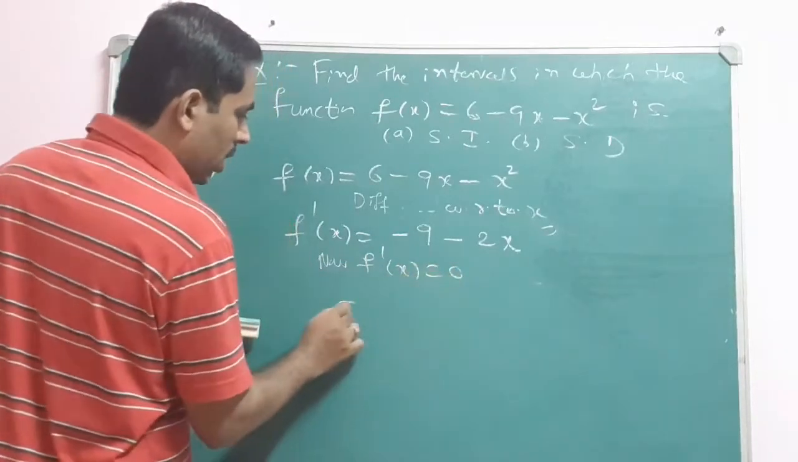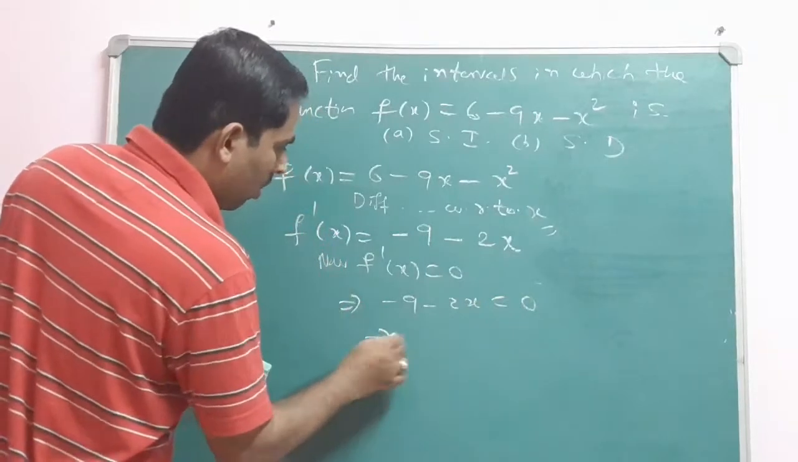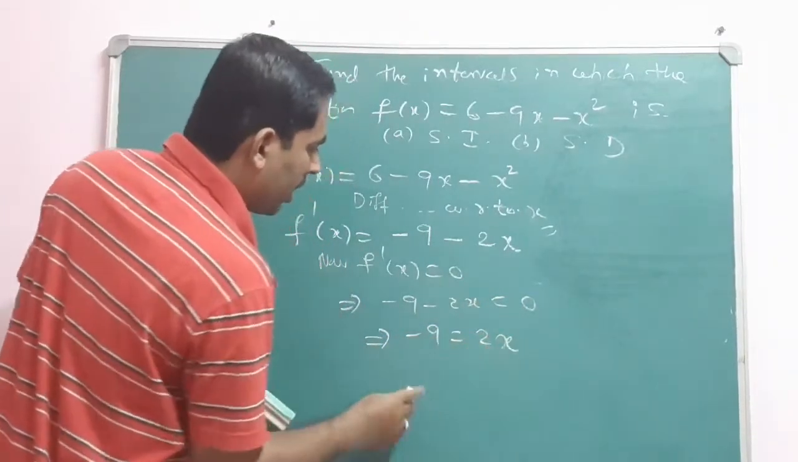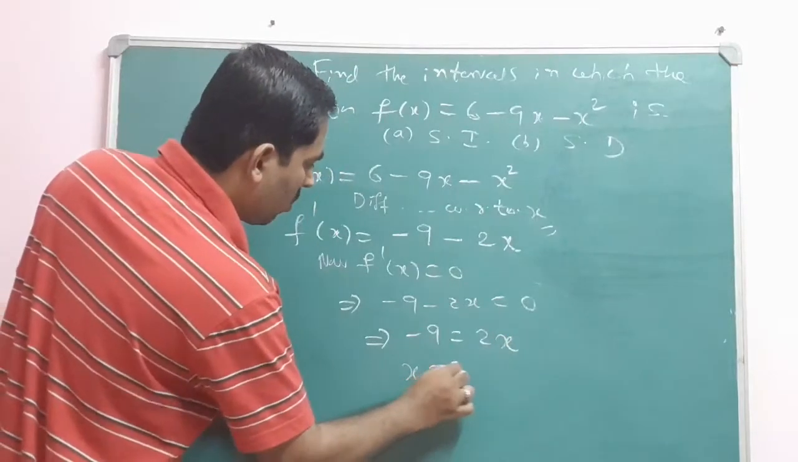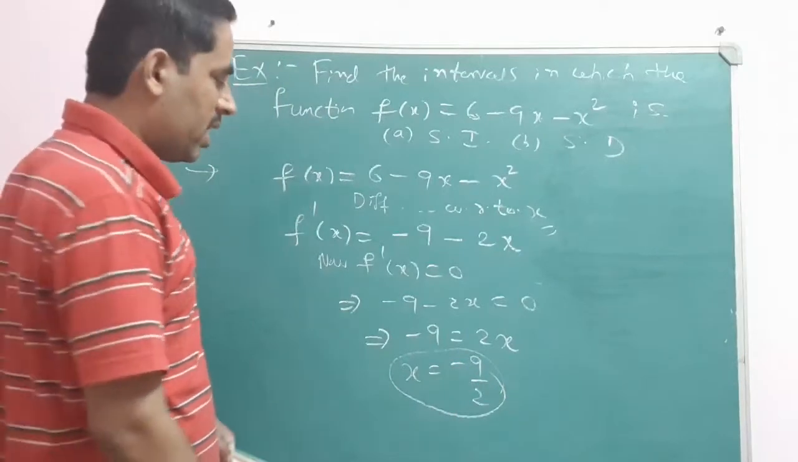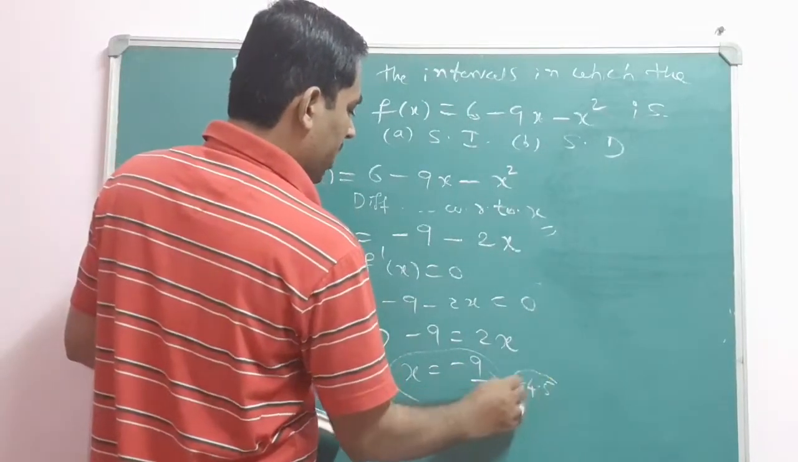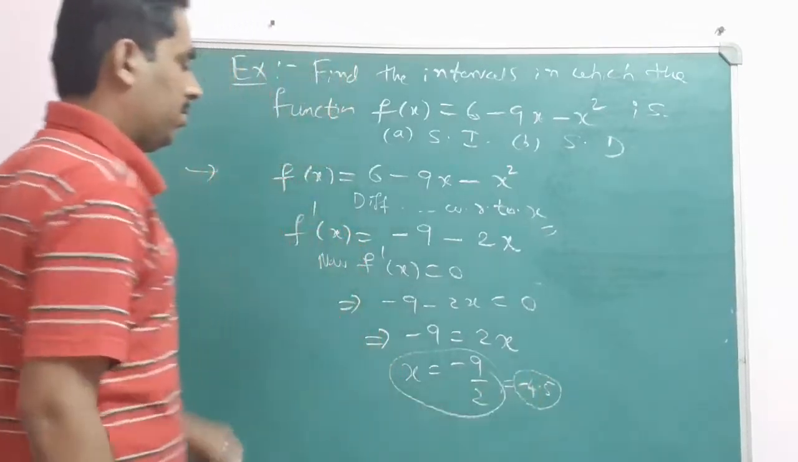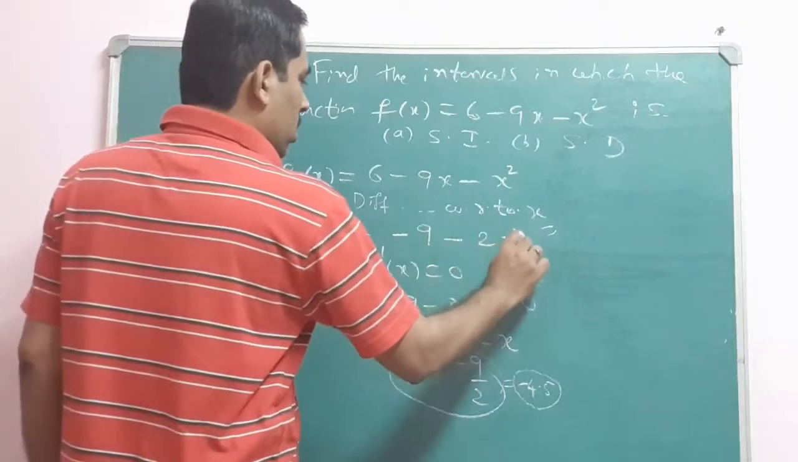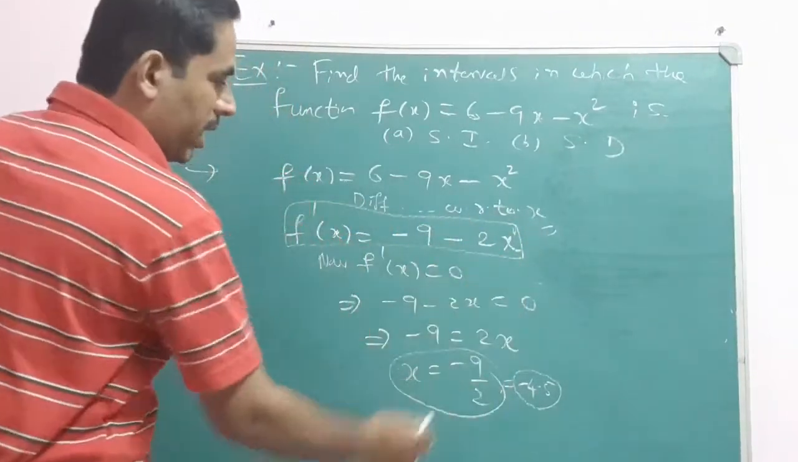So f dash x is equal to 0. This implies minus 9 minus 2x is equal to 0. We solve for x here. Minus 9 is equal to 2x, shifting this to the right hand side, so we get x is equal to minus 9 by 2. Here I got only 1 point. It is roughly minus 4.5. So our derivative is minus 9 minus 2x, and I got minus 9 by 2.